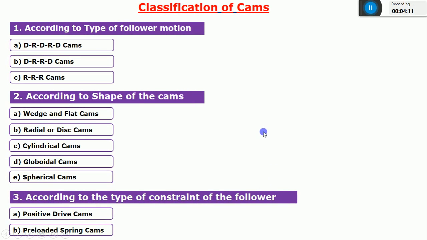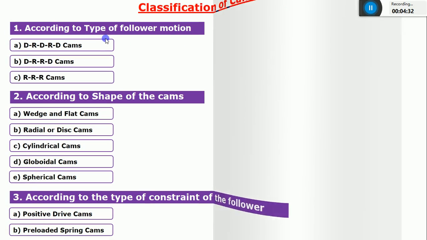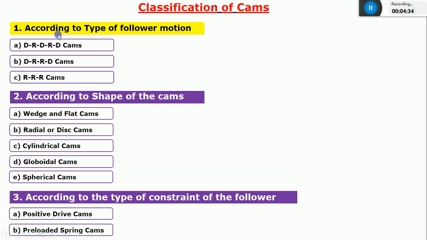Let me start with today's lecture. Again, it is a classification of CAMs. In the previous class, we discussed the classification of followers, and in today's class, we are going to discuss the classification of CAMs. Again, these are the three criteria based on which we are going to classify the CAMs. Just take the first one, that is according to the type of follower motion. Just note down these classifications, I'll give 30 seconds, so that I can go ahead with the first one.